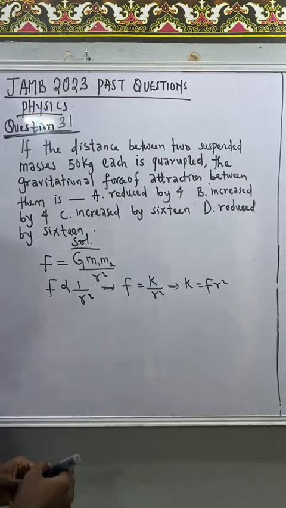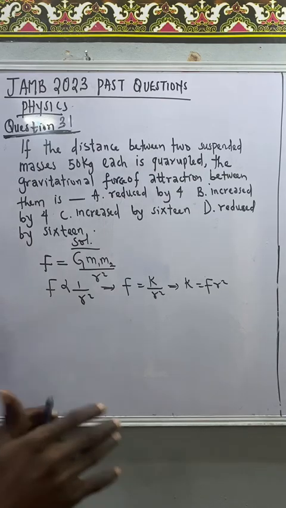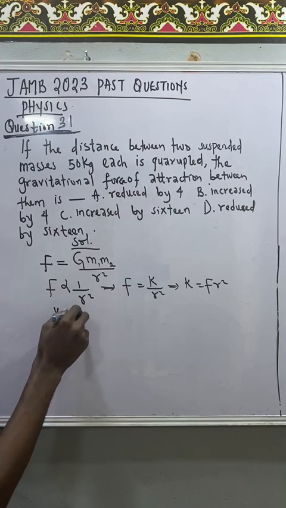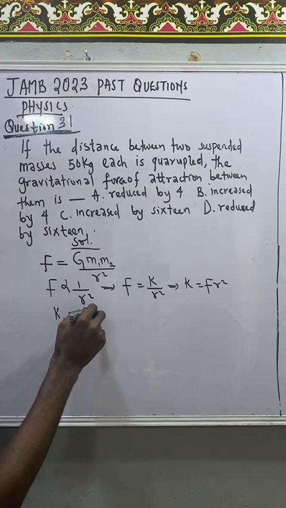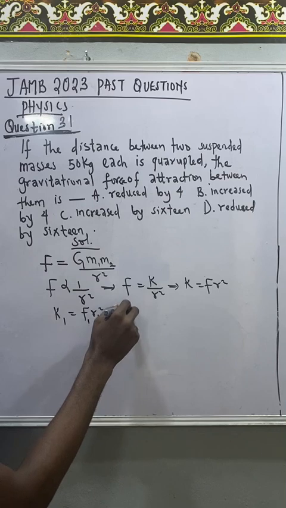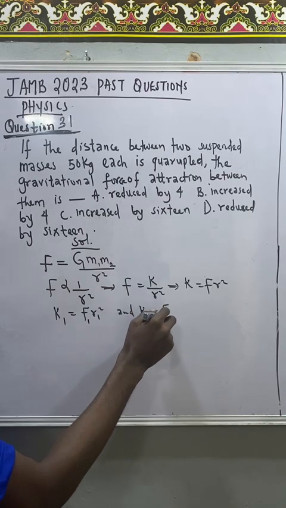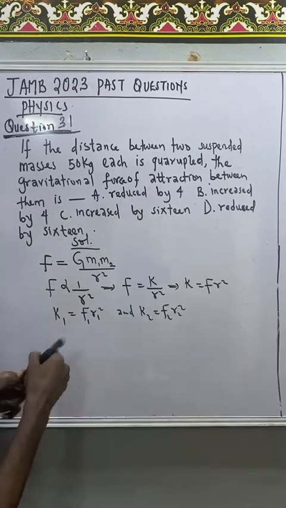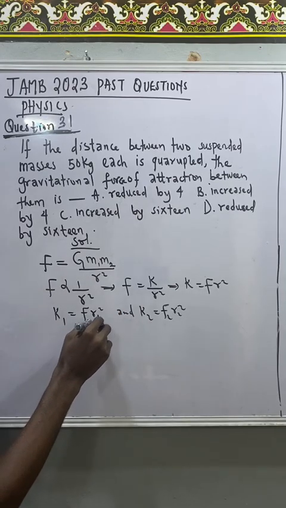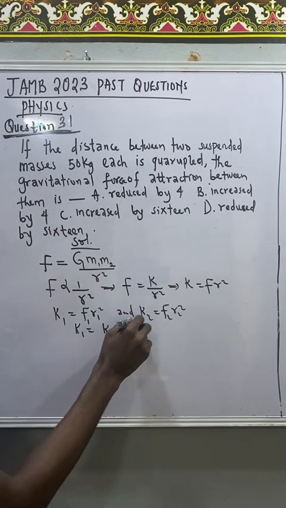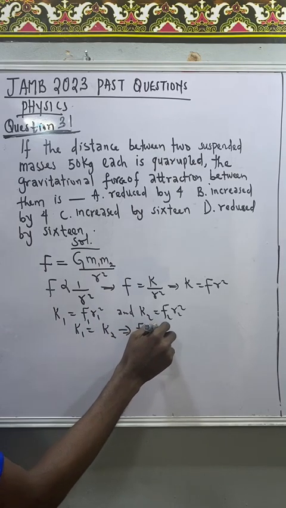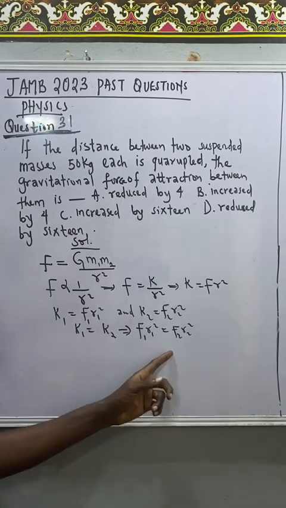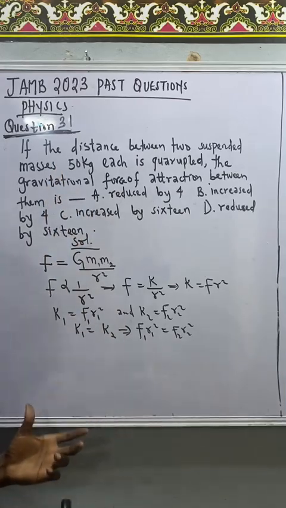Now you know that even if F and R change, the value of K will remain the same everywhere. That means K1 equals F1 R1 squared, and K2 equals F2 R2 squared. Since K is the same everywhere, you can say that K1 equals K2. From here, I will have F1 R1 squared equal to F2 R2 squared. This formula will help us overcome this question fast.